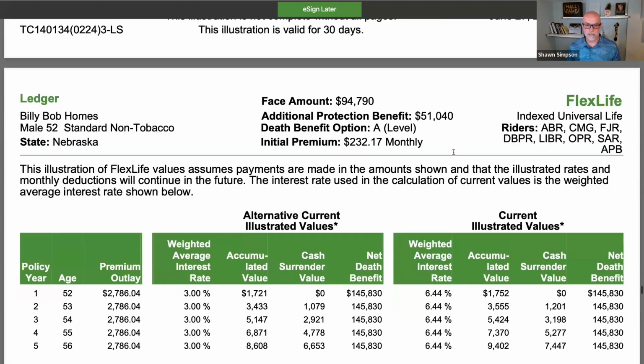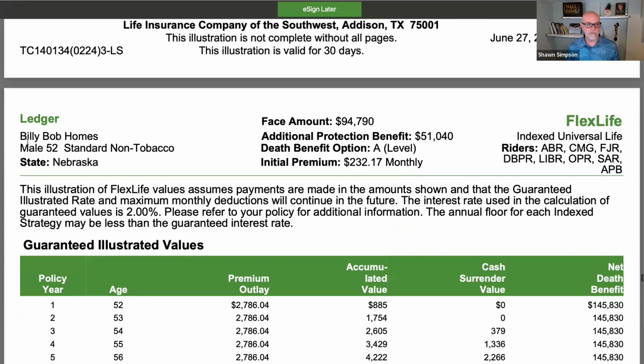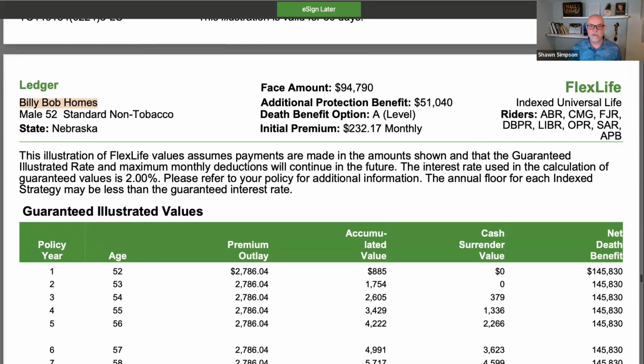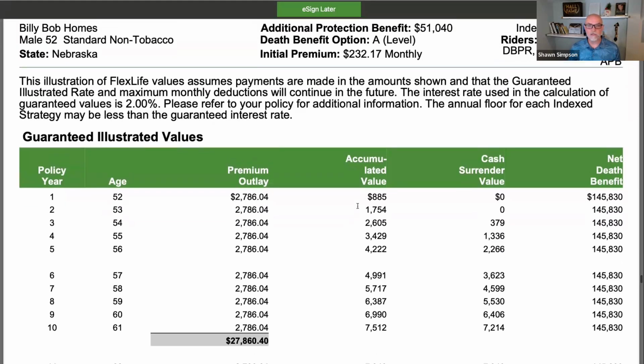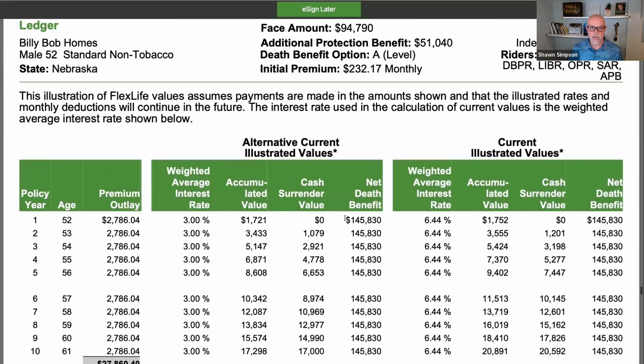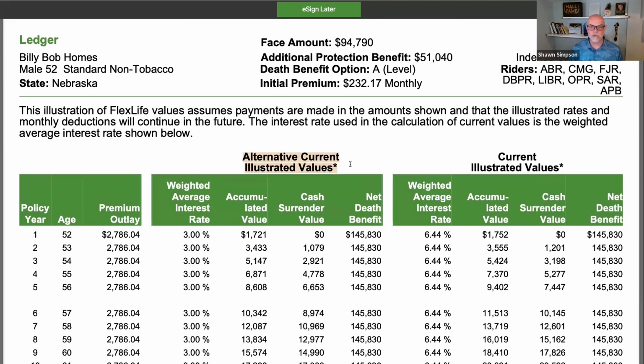Now, NLG, this is an illustration for a 52-year-old standard non-tobacco by the name of Billy Bob Holmes. His initial premium is $232.17 a month. Okay. His death benefit protection is $94,790. So when I explain this to a client, the first thing we always want to explain is the guaranteed illustrated value. The way I explain it is I'll say, I'm going to spend a little bit of time on the guaranteed illustrated value. I'm going to spend a little bit of time on the alternative current illustrated value. And then I'm going to spend the majority of our time on the current illustrated value.